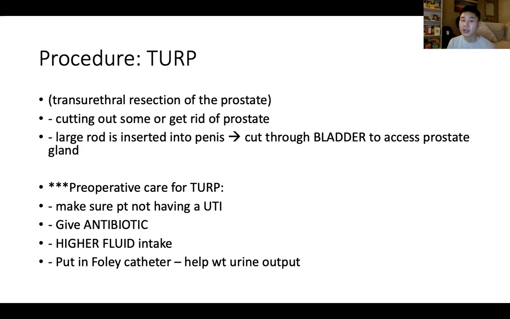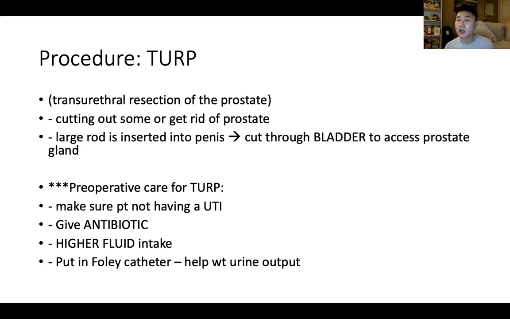A large rod is inserted into the penis, cutting through the bladder in order to access the prostate gland. So that sounds very painful, right? So preoperative care for TURP includes making sure that the patient does not have a UTI. We give them antibiotics, give them higher fluid intake, and we put in a Foley catheter to help with the urine output. This is pre-op.